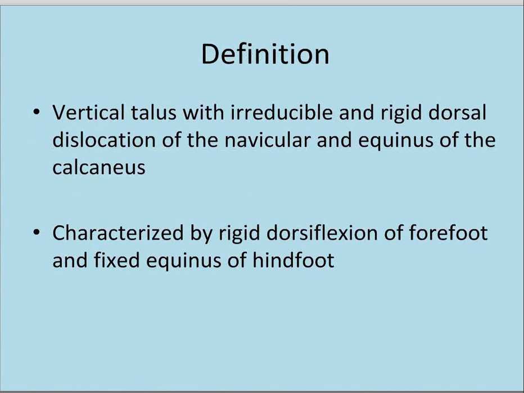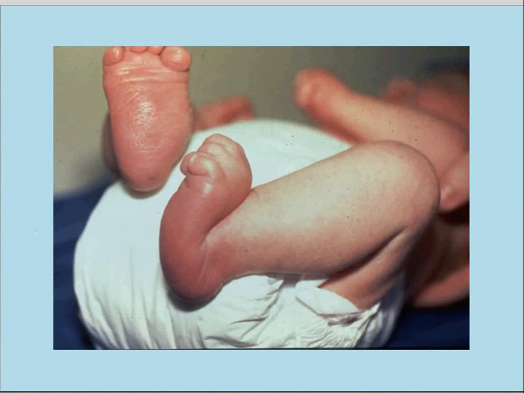it's a rigid dislocation with equinus of the calcaneus, and it's characterised clinically by rigid dorsiflexion of the forefoot and also fixed equinus of the hindfoot. So there's a model over there in question 5 that everyone's already looked through. Oh, sorry. So anyway, this is what the kid's foot looks like. A bit cartoonish, actually, in terms of a rocker bottom midfoot. We'll talk about more of that later.